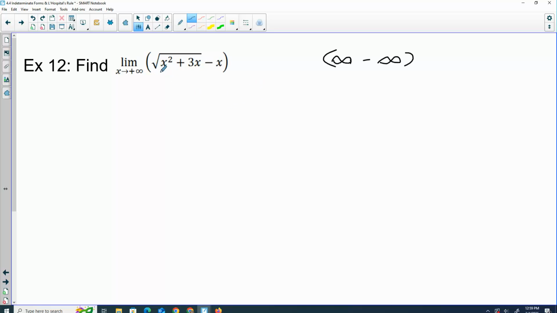Now we have to find a common denominator. As we are approaching infinity, I need these to go together as a fraction. Currently, that's not really helping me, is it? Neither one is a fraction, so saying common denominator isn't going to get me anywhere. So what we could do is multiply by the conjugate on top and bottom. So it's square root of x squared plus 3x with a plus x on top and bottom.